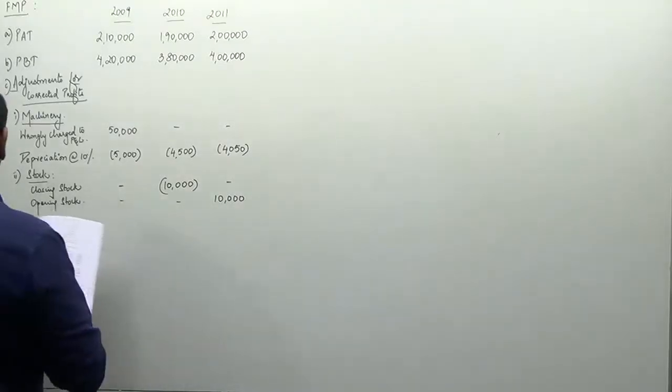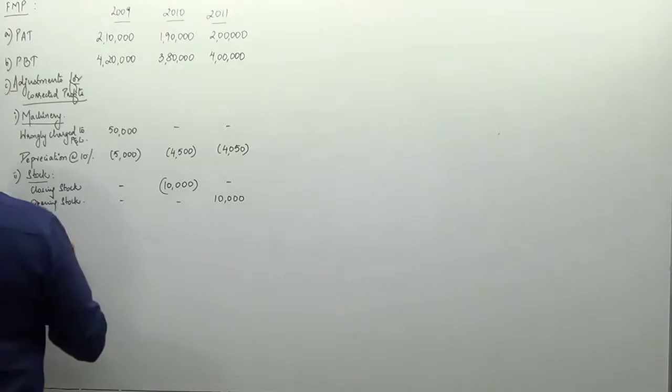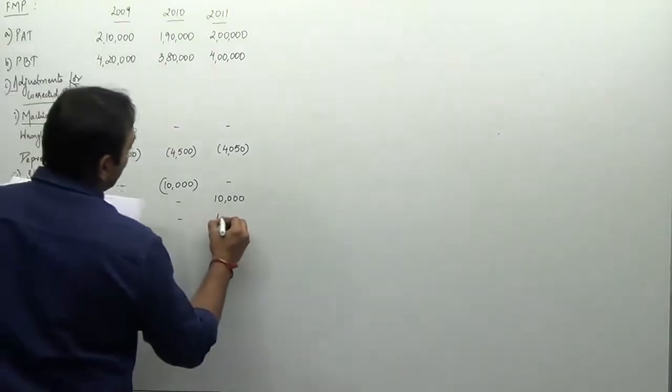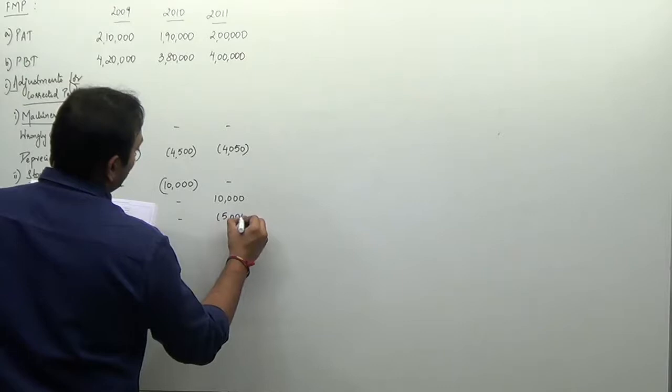Next adjustment. Debtors in 2011 should be reduced by 5,000. Debtors, reduce it by 5,000. That's nothing but a bad debt. It will reduce your profits as well. Still a correction to current year profits only.